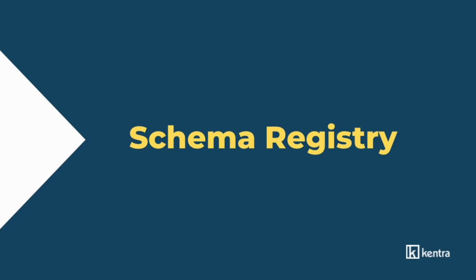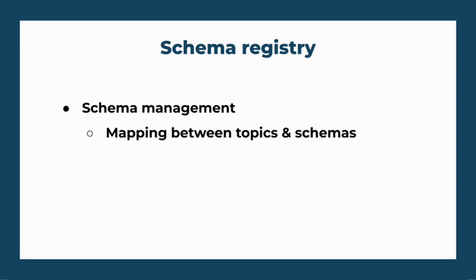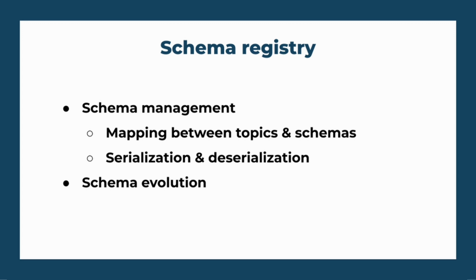It's a separate service that acts as a central hub for managing your data schemas. It offers two core functionalities. First, schema management. You upload and manage your schemas here, and the registry maintains the mapping between these schemas and your Kafka topics. This allows your producers and consumers to make sure they are using the correct schema to serialize and deserialize the messages. Second, schema evolution. Schemas inevitably change. The registry allows you to update them, but only if those changes comply with predefined compatibility rules. This prevents breaking existing consumers.